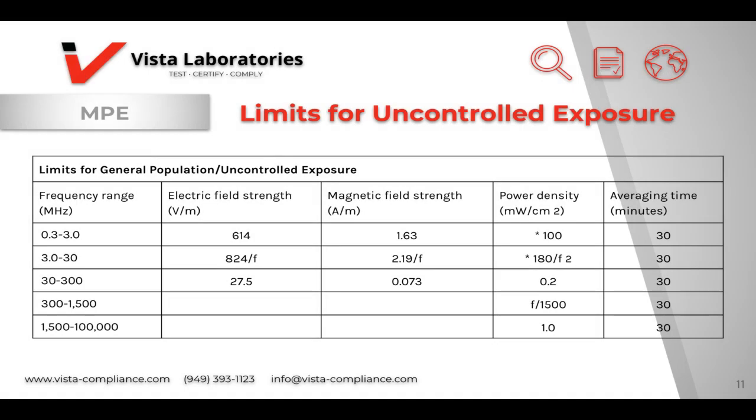Here are the limits for uncontrolled exposure for the general population. It's a very similar table. The only difference is that the limits are tighter. Going over some of the things in the table, the frequency range is in megahertz, and we usually compare it to the power density. For 1.5 gigahertz to 100 gigahertz, the value is 1. And again, this is a maximum conducted output power and is time averaged. For uncontrolled, it's averaged over 30 minutes, and previously for controlled, it was averaged over 6 minutes. Again, it's adjusted for tune-up tolerance for worst case.